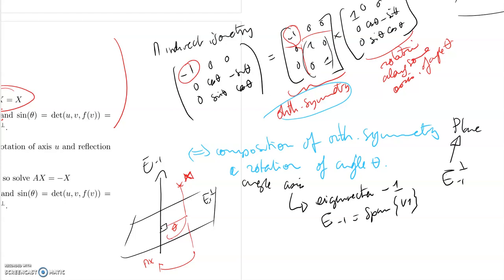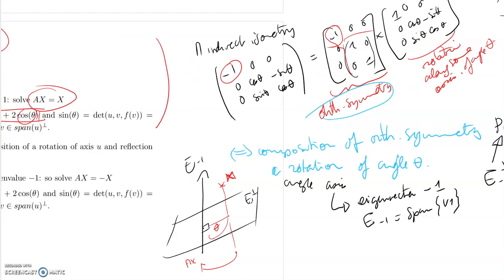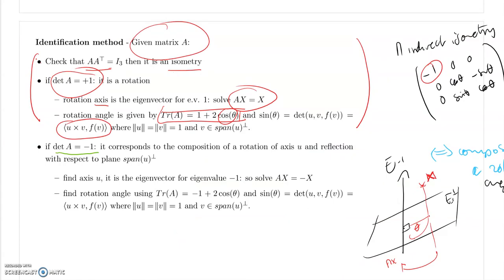And how do you find it? To find the axis, it's easy, it corresponds to an eigenvector for -1, and to find the angle, you've got everything expressed in that case. So in that case, the trace is -1 plus 2 cosine of theta. So you find the arc cosine, and then again you've got the same idea for the rotation part. Okay, so it's the same idea for that. Great.